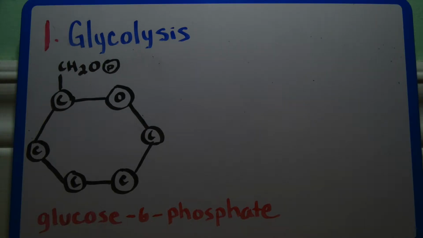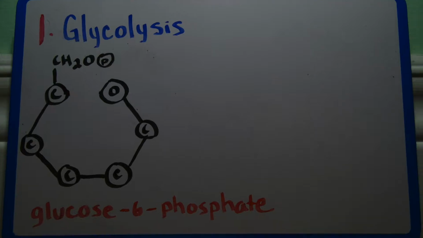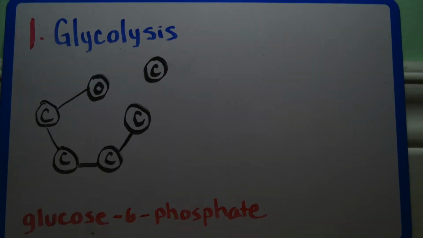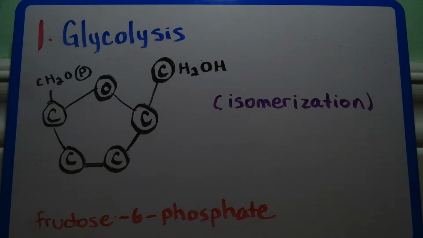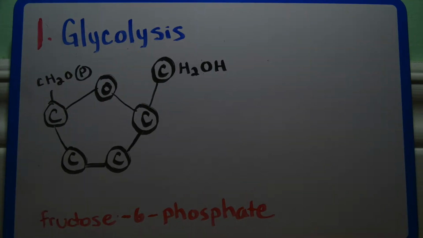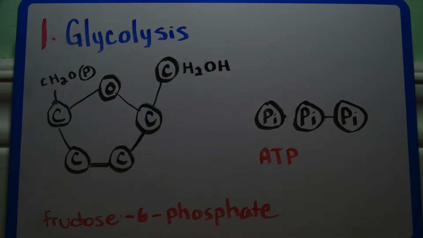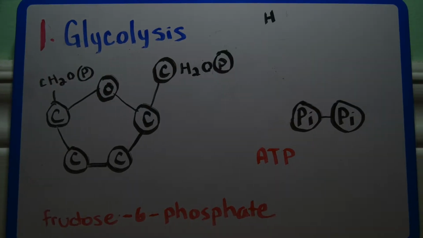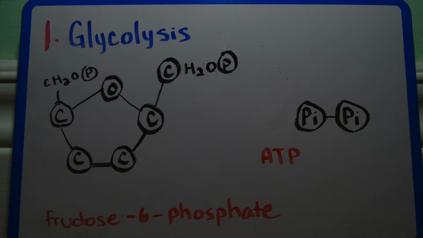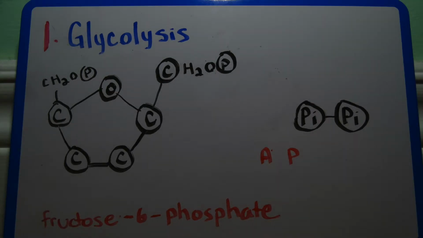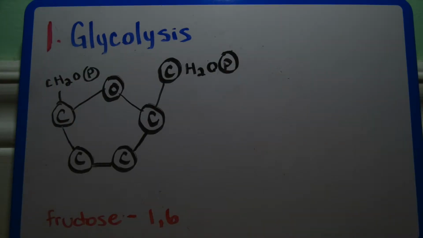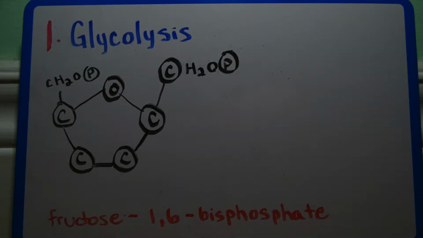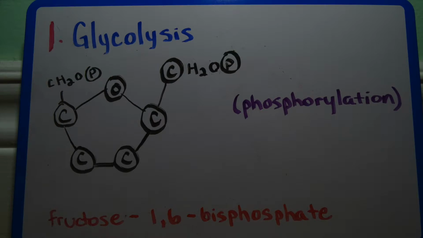In the next step, the glucose 6-phosphate will now be rearranged into its isomer, fructose 6-phosphate. This is called an isomerization reaction. In the third step, another phosphate group is broken off the ATP molecule and will attach to fructose 6-phosphate. This creates another ADP molecule, and we now have fructose 1,6-biphosphate. This is another phosphorylation reaction.